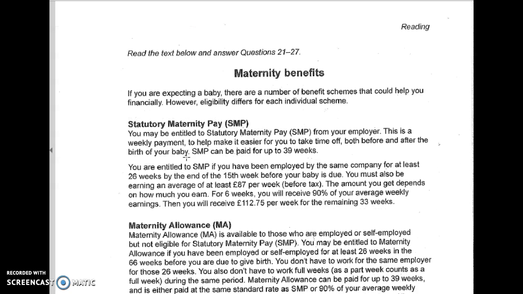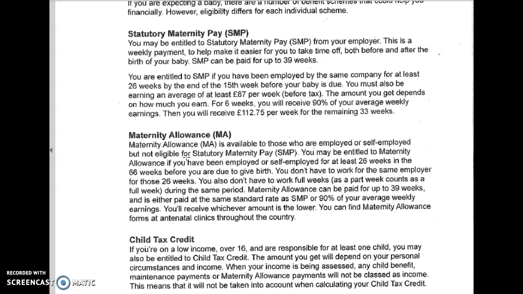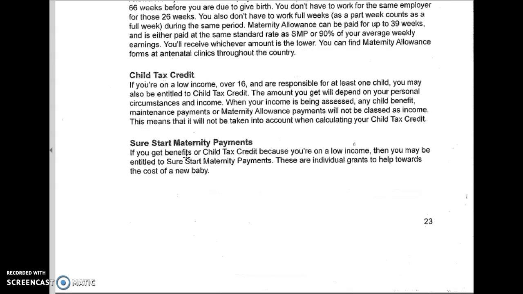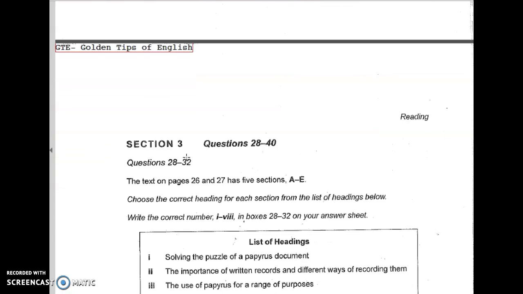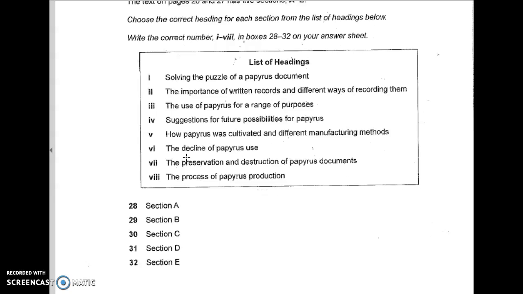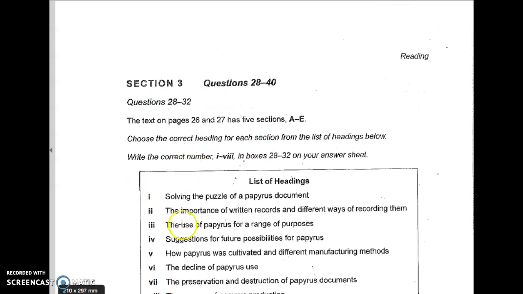Maternity benefits, we had something similar before. Okay, maternity allowance, that is for just England, so child tax credit, Sure Start maternity payments, etc., etc. So it's still the reading, so we may have different ones, that is important to go through.